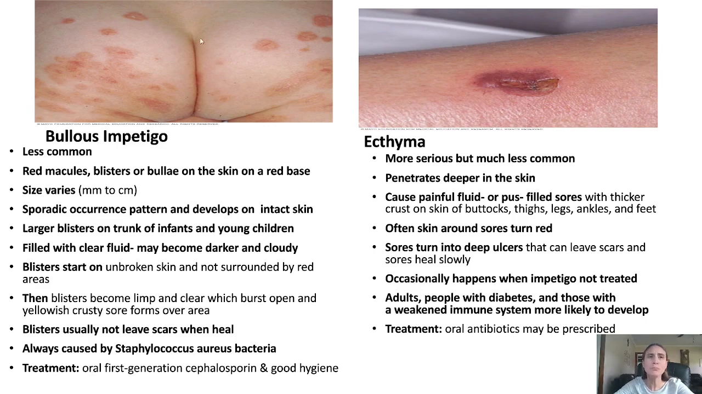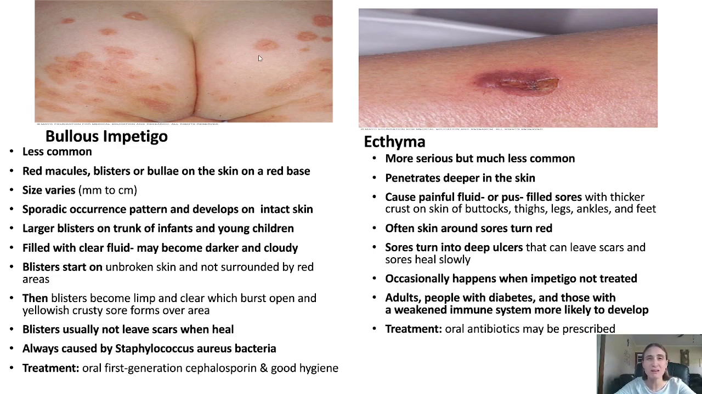Now let's look at bullous impetigo, which is on the top left, and ecthyma on the top right. Bullous impetigo and ecthyma are both much less common. With bullous, you get these red macules, these blisters, which they also call bullae, on the skin, and there's a red base. The size can be from millimeters to centimeters, it occurs sporadically, and it develops on intact skin. You can see these blisters on the trunk of this infant, and this happens in infants and young children, where they also fill with clear fluid.